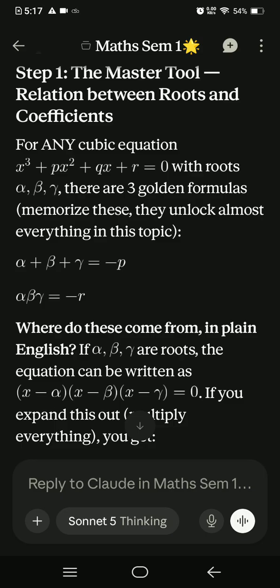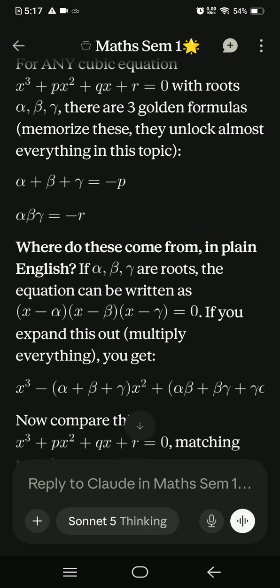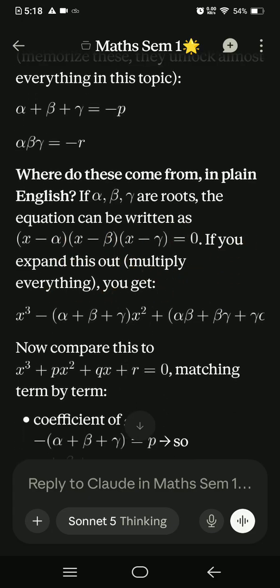If alpha, beta, gamma are roots, the equation can be written as this. So if you expand this out, multiply everything, you get something like this. Now this is equal to p. So alpha plus beta plus gamma is minus p. Alpha beta gamma is minus r. And q can be written like this: alpha beta plus beta gamma plus gamma alpha. Notice here it's plus minus plus minus.